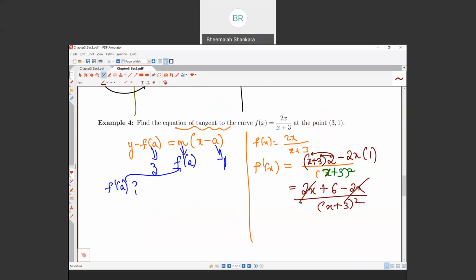But you're trying to calculate f prime a, and you know this. f prime a is actually f prime 1 because you know a equal to 1. So I can plug in f prime 1, which means I'm plugging in x equal to 1. So this is 6 divided by 1 plus 3 the square. So 6 divided by 4 square, which is 16. Sorry, 4 square is 16, right?